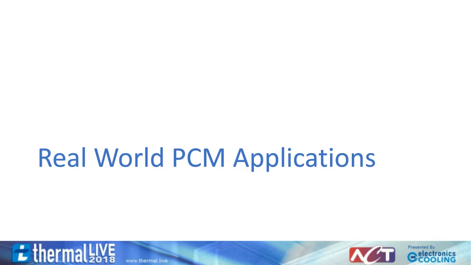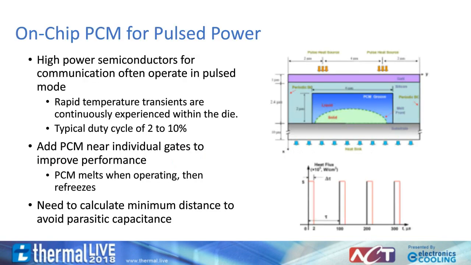Many semiconductor communication devices operate in a transient on-off mode. During the on cycle, they utilize a lot of power, and the device can get quite hot. Fortunately, duty cycles are relatively short, typically between 2 and 10%. Locating PCM near the individual gates can aid in increasing performance reliability and extending the life of these devices.